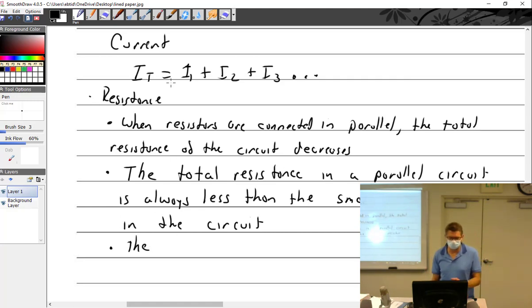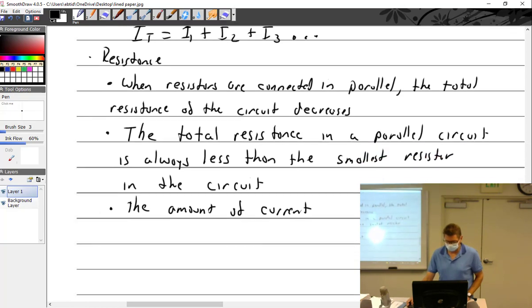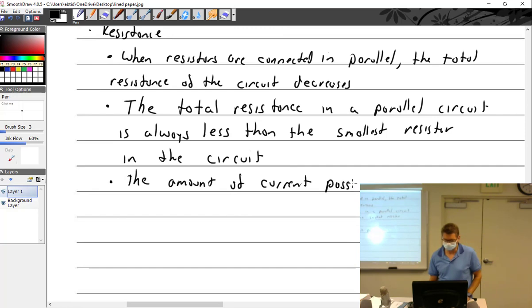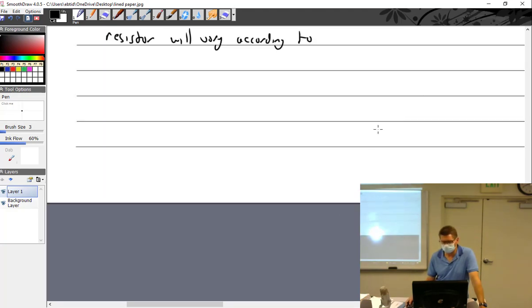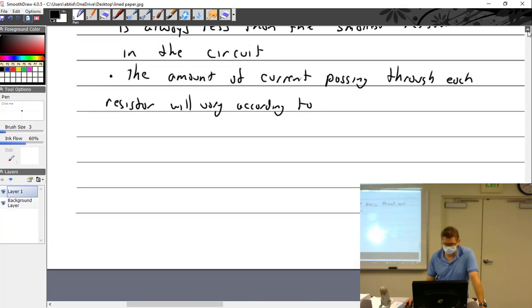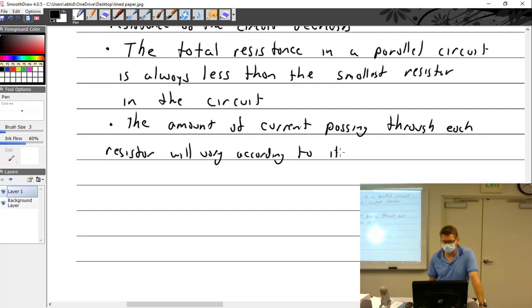Of course, and this kind of goes back to Kirchhoff's laws with current flow. The amount of current passing through each resistor, that's what I'm going to write next, current passing through each resistor will vary according to its individual resistance.